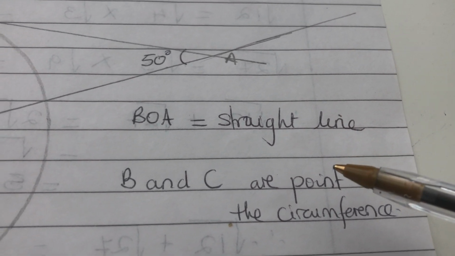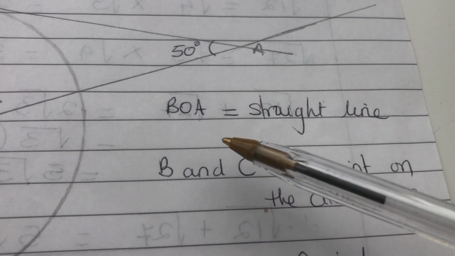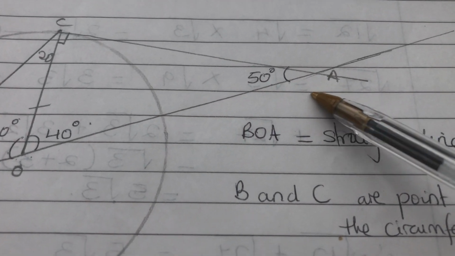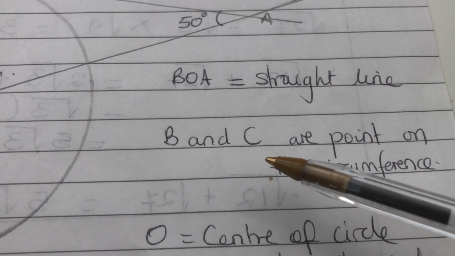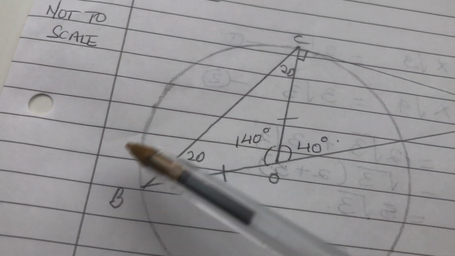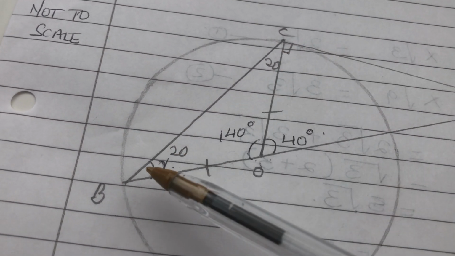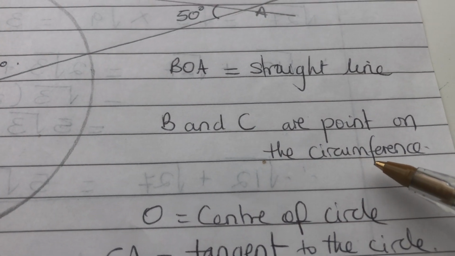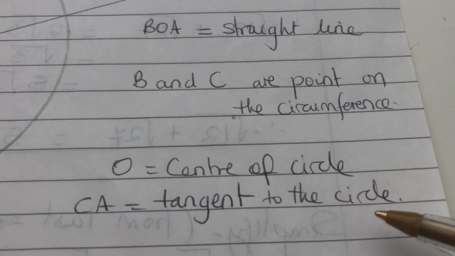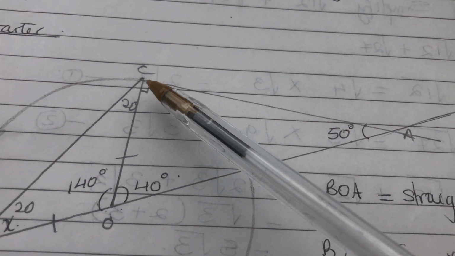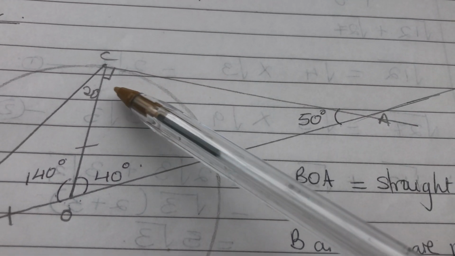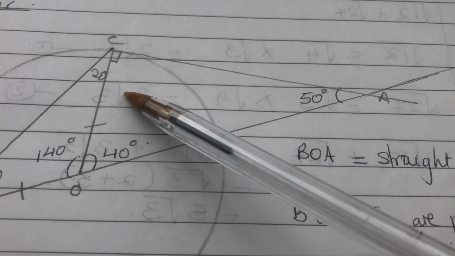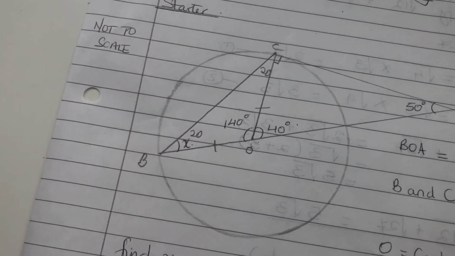So let's look at the question again. BOA is a straight line. B and C are points on the circumference, at this point the ends of 2 chords. O is the center. CA is a tangent. That CA here is a tangent. That's why this is 90 degrees. So we've done the starter then.